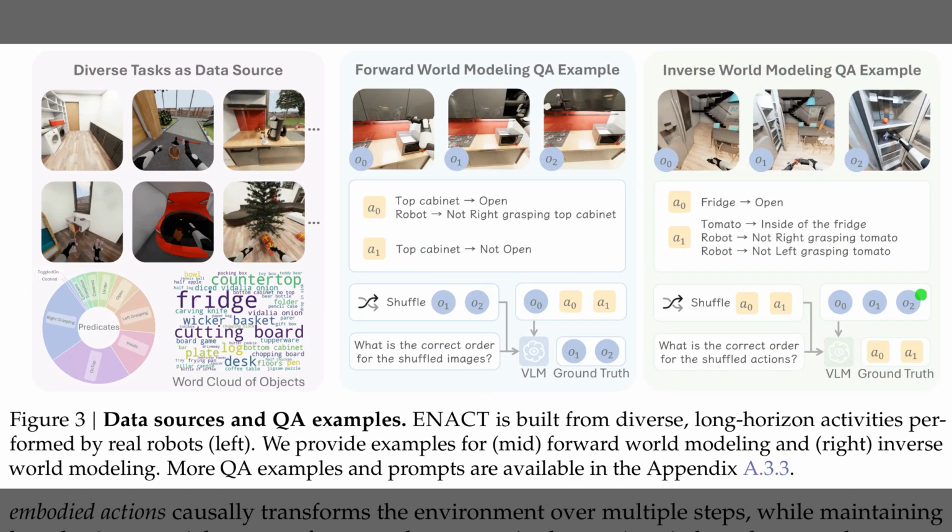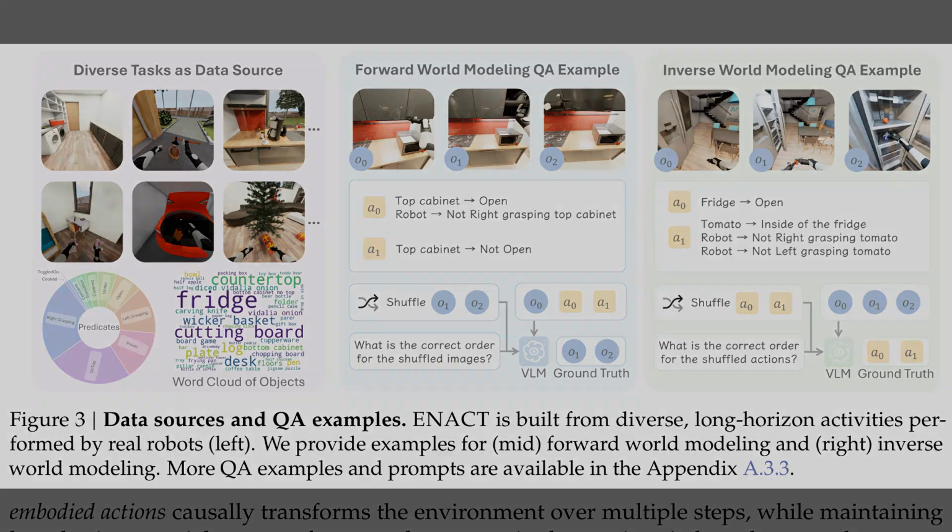Alright, Figure 3 grounds that pipeline in concrete examples. The left panel shows diverse household scenes and a word cloud of objects and predicate labels, which highlights that questions span many rooms, tools, and actions, like opening, grasping, or placing items. The middle panel illustrates a forward world modeling question, where shuffled future images must be reordered given textual action descriptions. The right panel mirrors this with inverse world modeling, where the images are fixed and the shuffled action snippets must be put back into a causally consistent order.